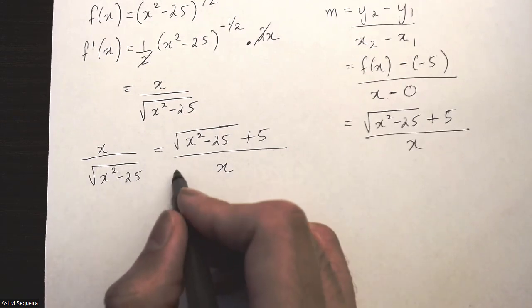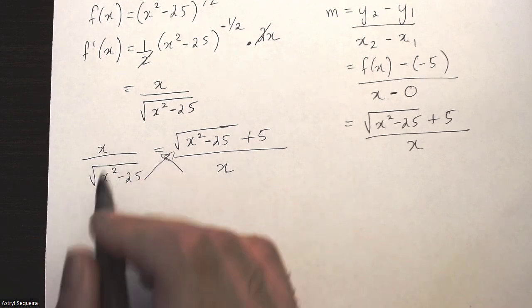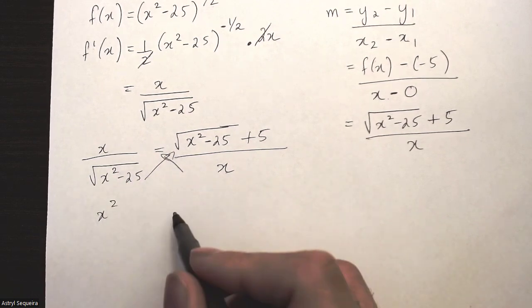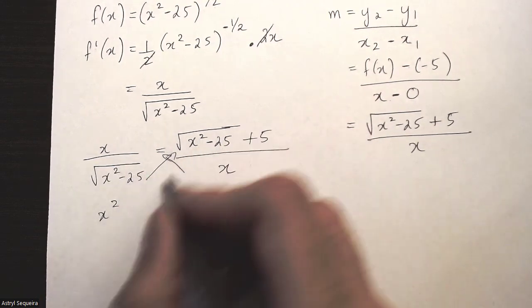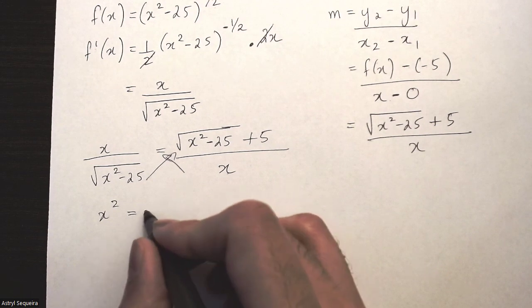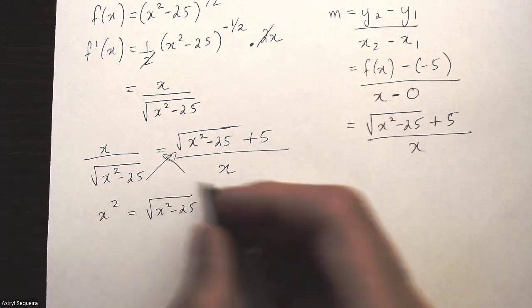Now I have to solve for x. So I'm going to cross multiply to solve for x. So x times x is x squared. And I'll do this one in 2 steps because you might be a bit confused. But when I cross multiply this on top here, I have root x squared minus 25, this term here.